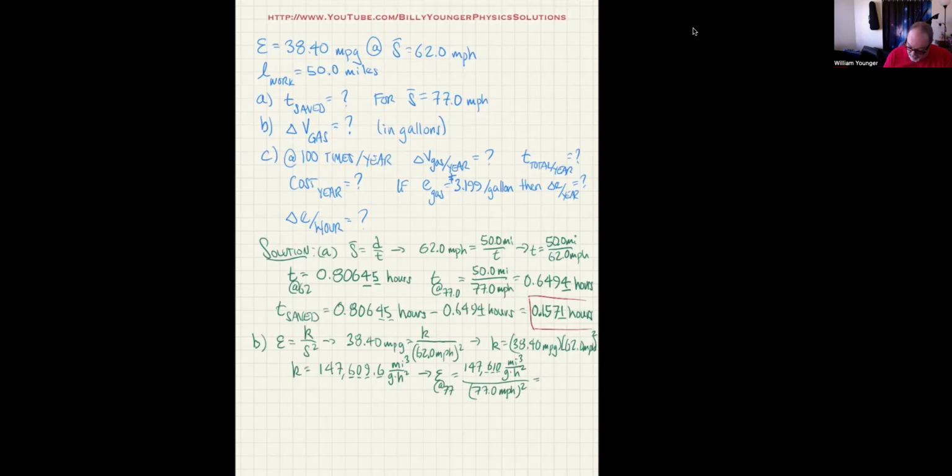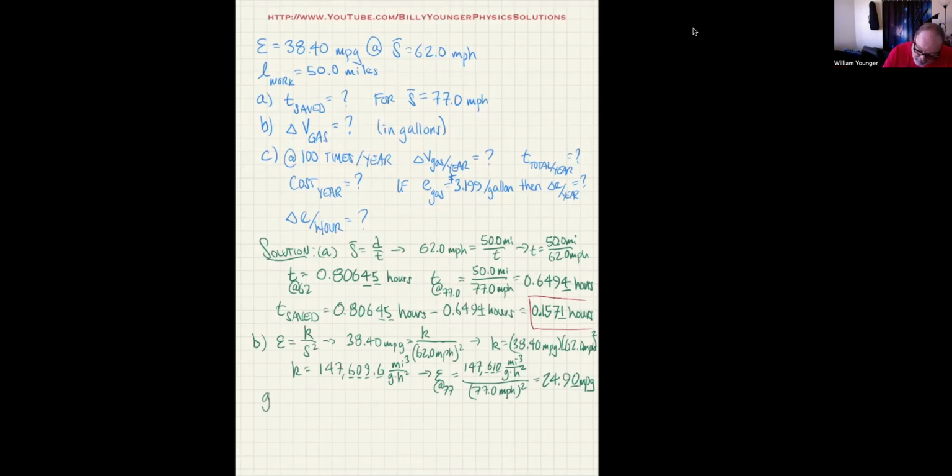So when I divide that 147,610 by 77 squared, I should actually just get back 3 sig figs. That's going to be 24.96. And if I try to round that to 3 sig figs, that's going to be 24.9 with 1 extra sig fig of 0. So let's call that 24.90 miles per gallon. So instead of the 38.4 miles per gallon that I got at 62, now I'm getting 24.9 miles per gallon. So let's see how many gallons I use.